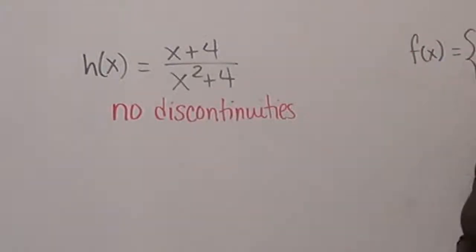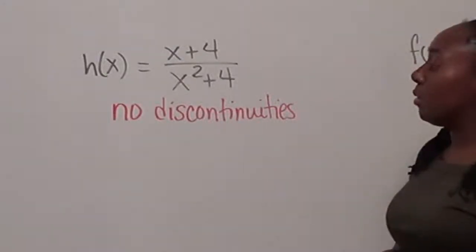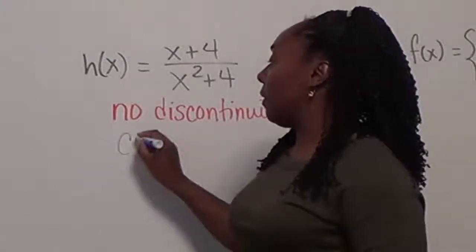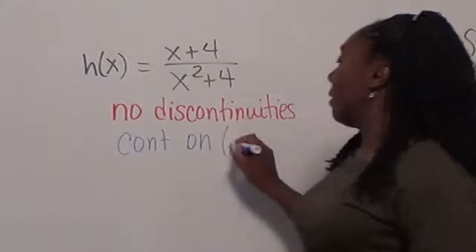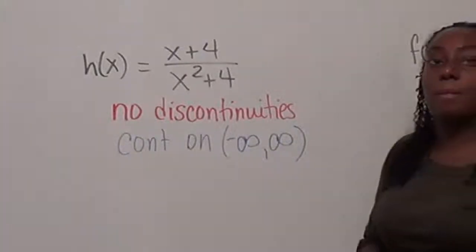Okay? And again, we can check the limits, look at the left and the right at any particular point, and you'll see again that they do equal the function value. So for this one again, we would say the interval of continuity is again from negative infinity to infinity.